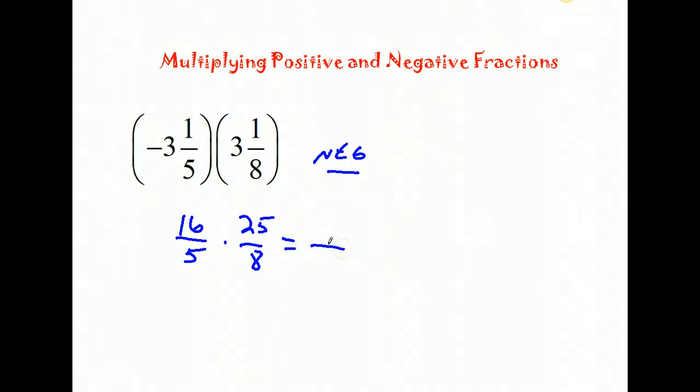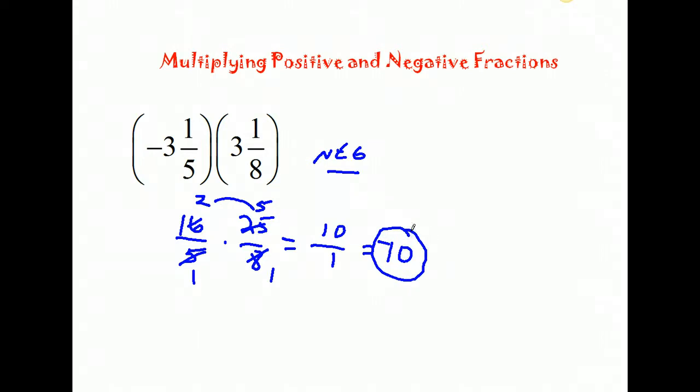I'm going to cross cancel, because I can already see 16 times 25 is going to be a really big number. I notice that 5 goes into 5 once, and 5 goes into 25 5 times. 8 goes into 8 once, 8 goes into 16 twice. 2 times 5 is 10. 1 times 1 is 1. 10 over 1 is 10. Negative though, so negative 10 is my final answer.